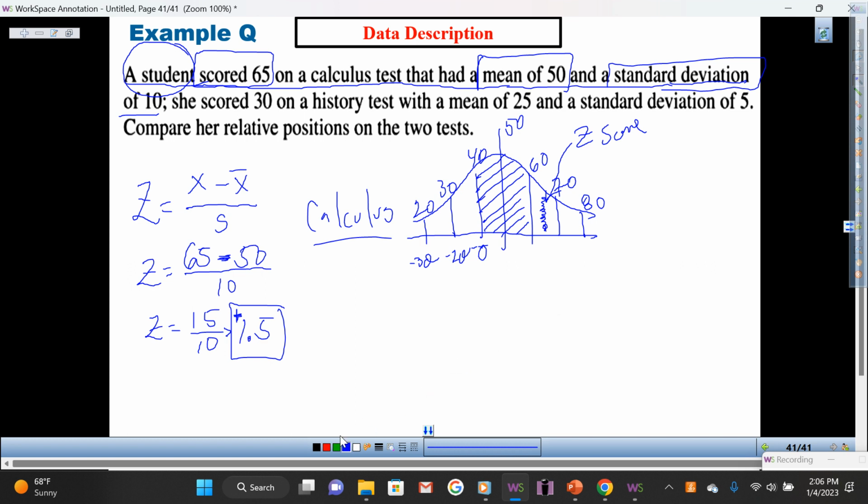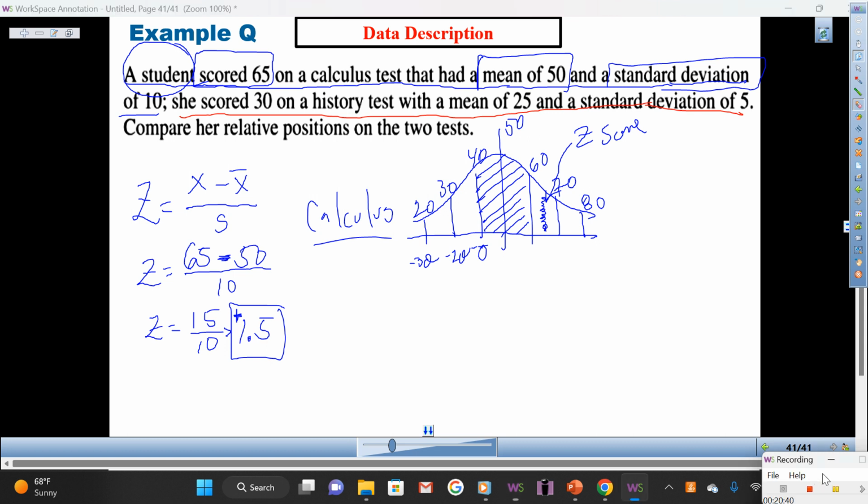With that said, I want you to switch colors to red, and I want you to do this next one in red, and then at the end we'll compare it together. So I want you to do the next one in red and do a new bell curve so we can see their position on the next score. I'll give you some time.